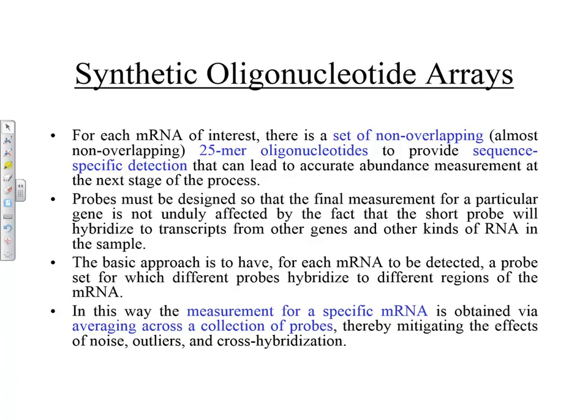So the basic approach is to have, for each messenger RNA to be detected, a probe set for which different probes will hybridize to different regions of the messenger RNA. In this way, the measurement of a specific messenger RNA is obtained via averaging across a collection of probes, thereby mitigating the effects of noise, outliers, and cross-hybridization. And these companies that make these chips, like Affymetrix, have their own proprietary algorithm for coming up with the expression intensity of the desired gene based on those measurements at the different spots. And they're not going to give that to you.